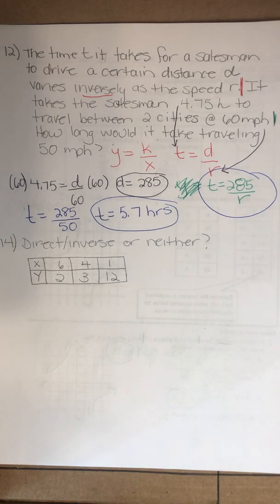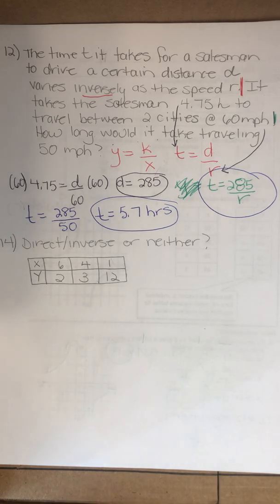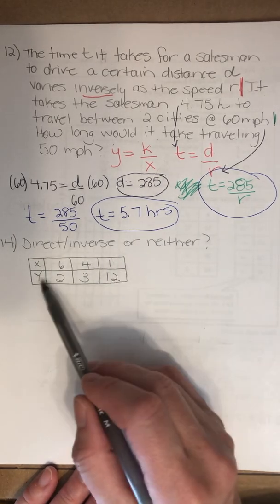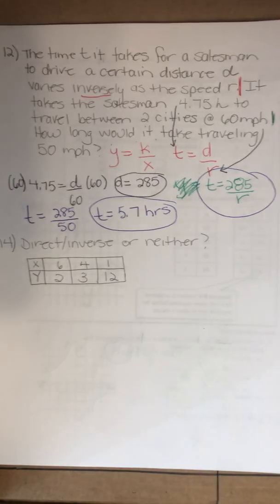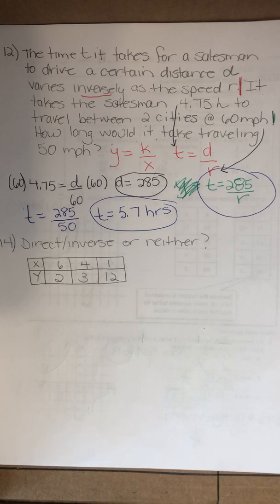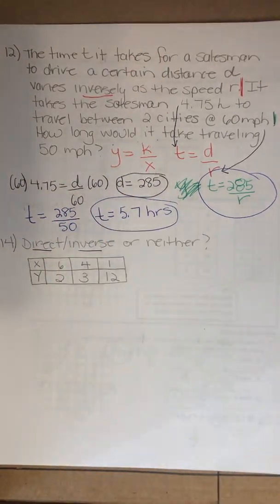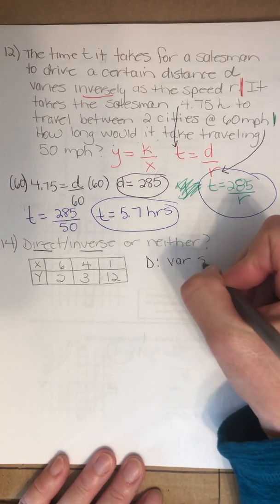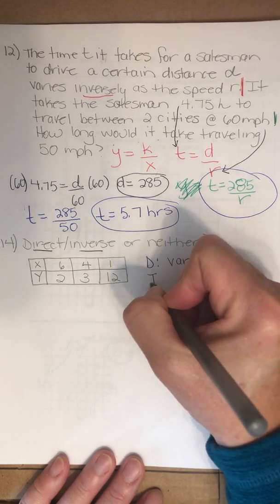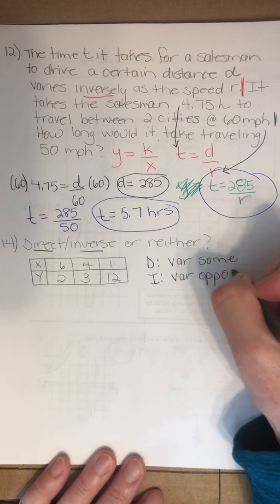On number 14, here's our last problem. You will find problems where they give you a chart, and they ask if this set of x's and y's are directly or inversely related, or neither. So here's how you do this. First of all, we have to decide if it's direct or inverse. For direct, the variables change the same. For inverse, they change opposite. When one variable goes up, the other goes down.